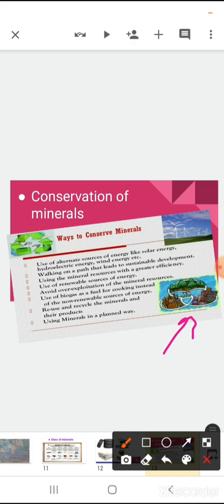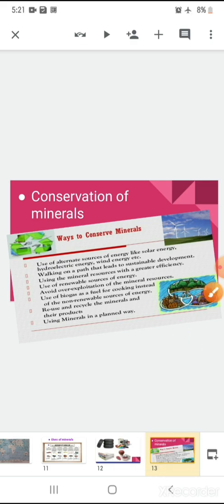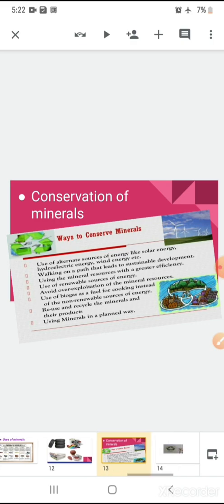First, use of alternate sources of energy like solar energy, hydroelectric energy, wind energy, etc. Second, using the mineral resources with a greater efficiency, use of biogas as a fuel instead of the non-reliable sources, reuse and recycle the minerals, using minerals in a planned way, avoiding overexploitation of mineral resources. These points, this is an important question children. It may come that what are the ways in which you can conserve the minerals.